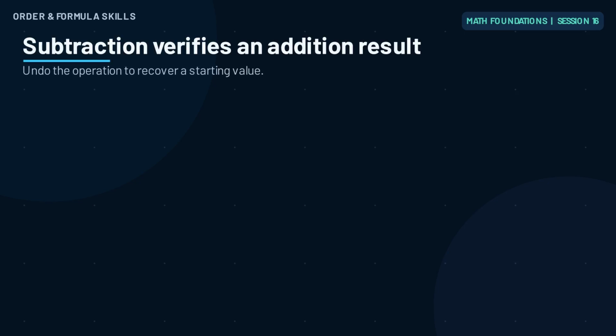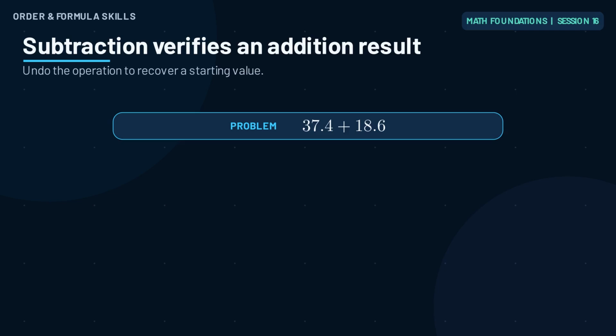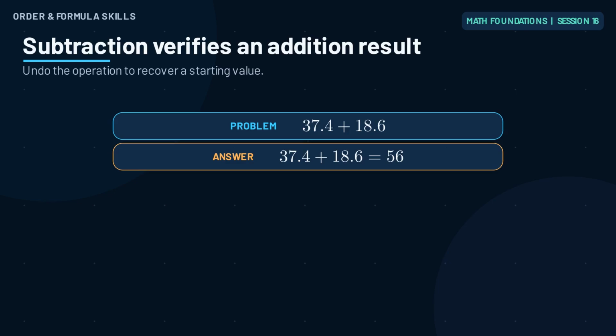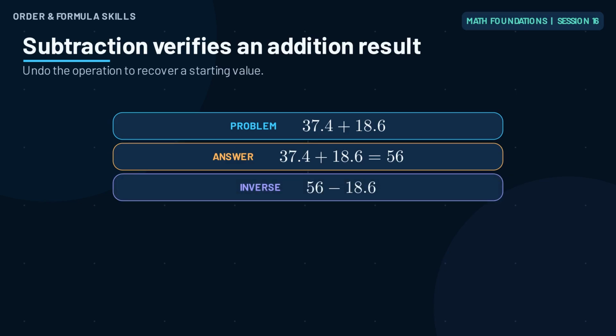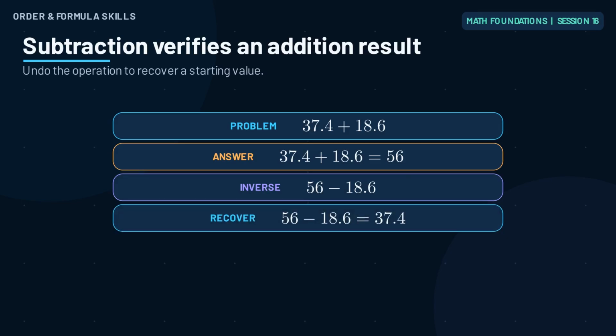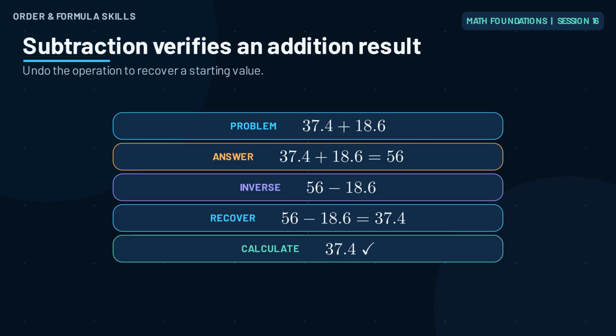Inverse operations test an answer by undoing the calculation. Suppose 37.4 plus 18.6 equals 56. Treat 56 as the proposed sum. Subtract one addend, 18.6, from the sum. The result is 37.4, the other original addend. Recovering the starting value confirms the addition.